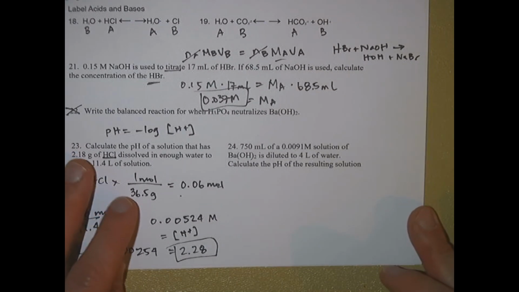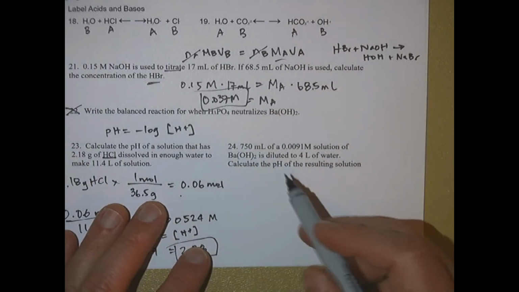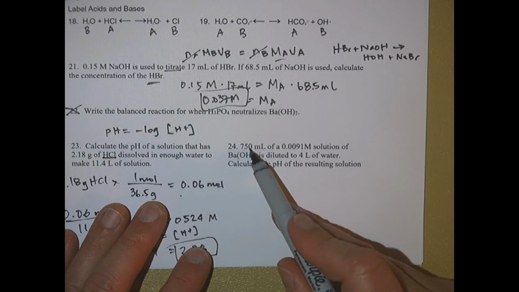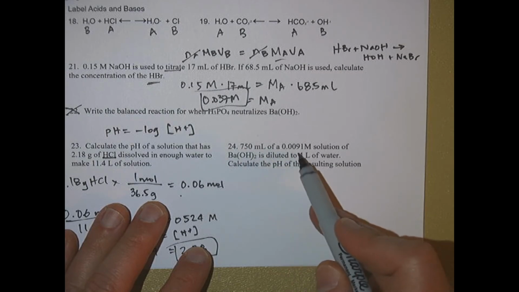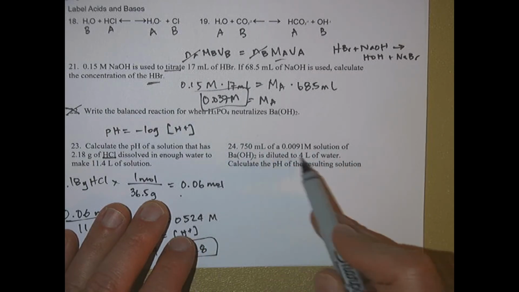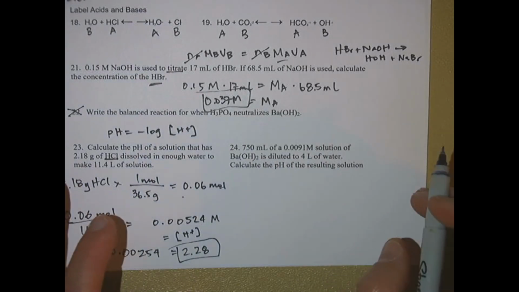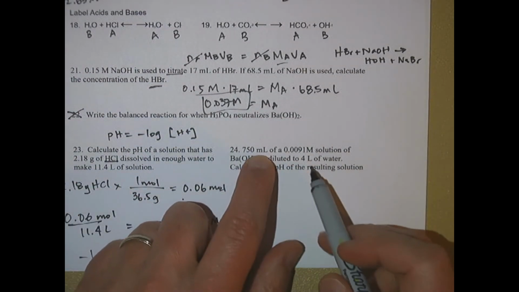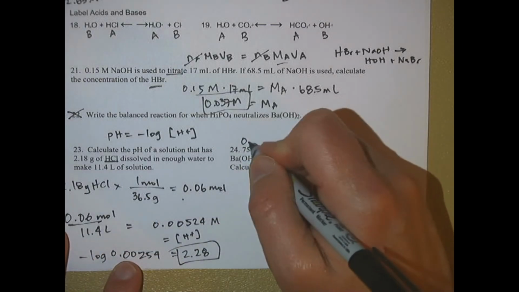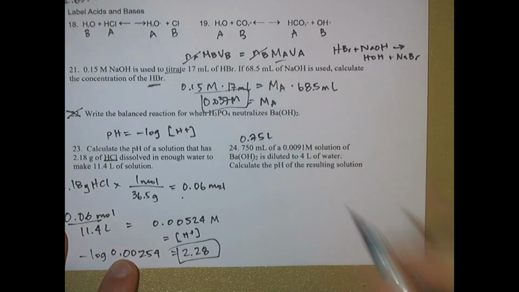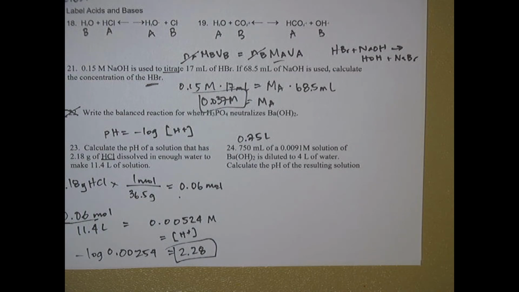And then finally, in number 24, you've got a different kind of problem. It's a dilution problem. 750 milliliters of 0.0091 molar solution of barium hydroxide is diluted to 4 liters of water. Calculate the pH of the resulting solution. Well, right off the bat, you've got milliliters and liters. So let's just make this 0.75 liters by dividing it by 1,000. That'll make our lives a lot easier.